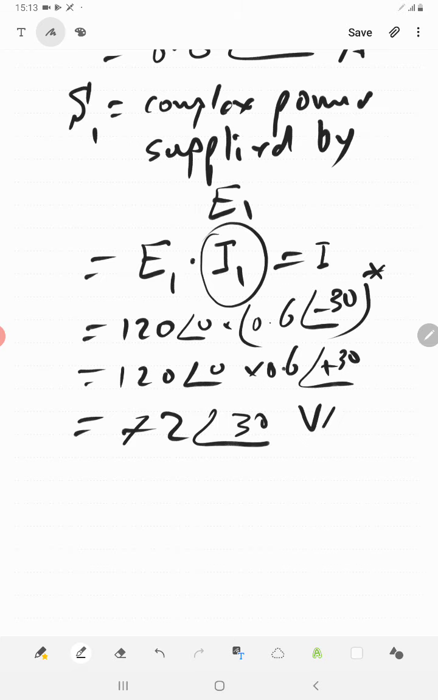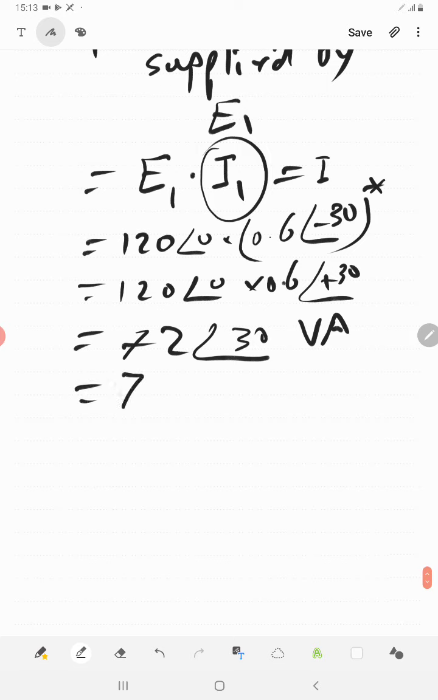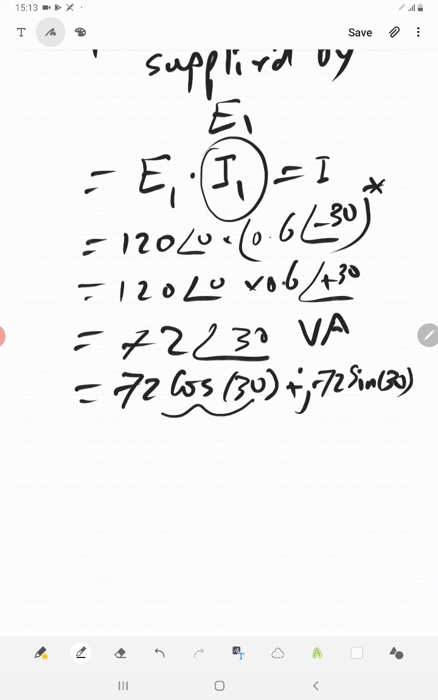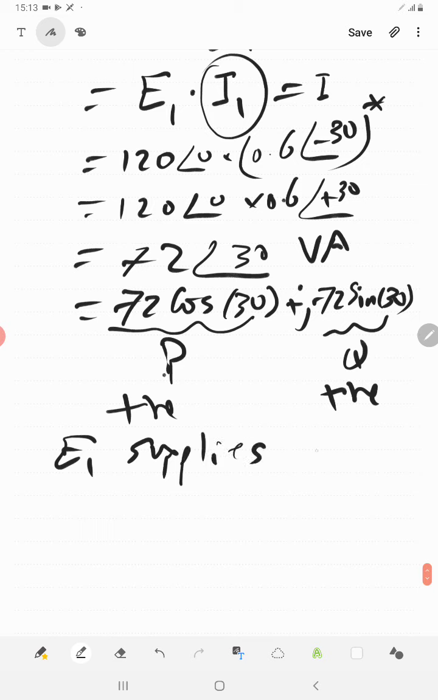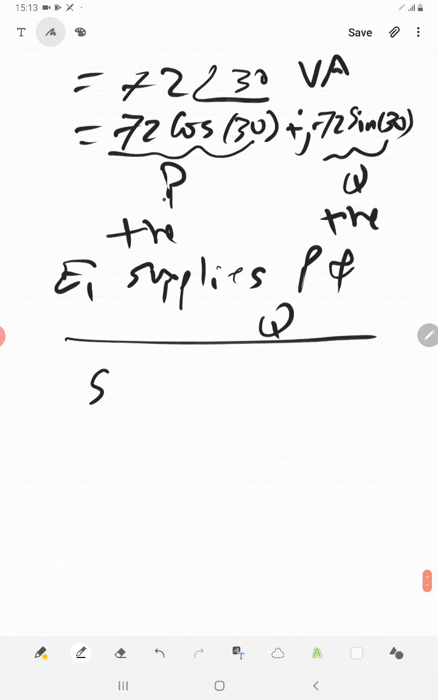30 volt-amps. So this is equal to 72 cosine 30 plus j 72 sine 30. Okay? So this is P and this is Q. So this is positive and this is positive. Okay? So it means that E1 supplies P and Q. Okay? Now if we go to S2 equal E2 times I2.